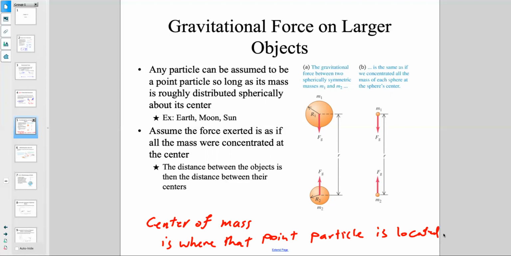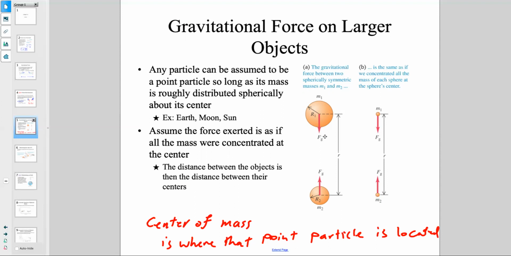So for example, here I have a sphere with radius r1 and a mass m1, and I have another sphere with a mass m2 and radius r2. I can think of this system as 2 point particles being separated by the same distance, with the same mass, and they will apply the same gravitational force to one another.